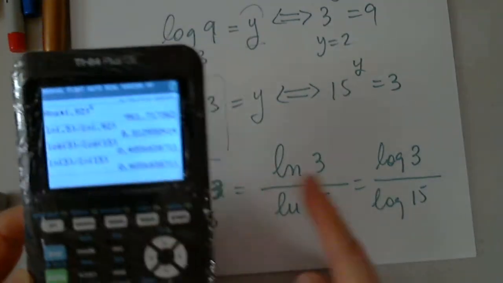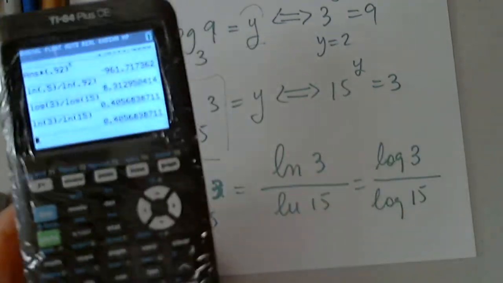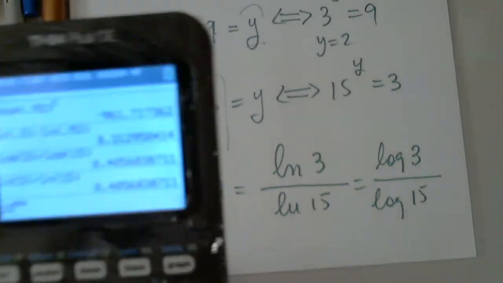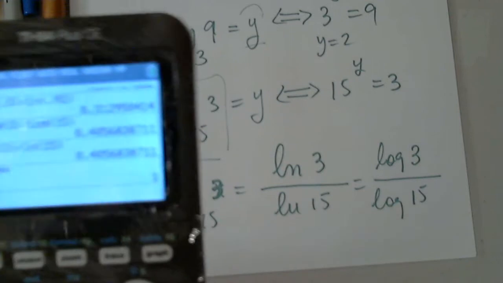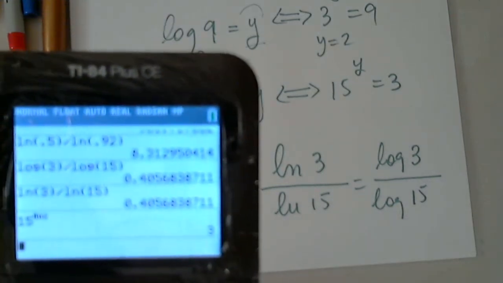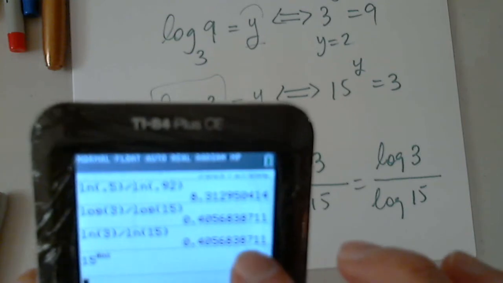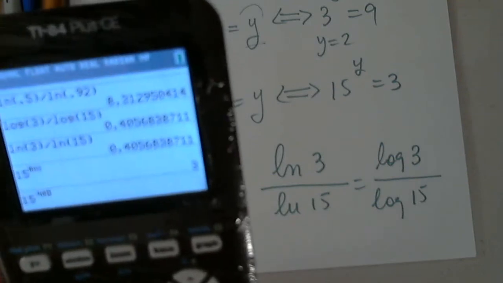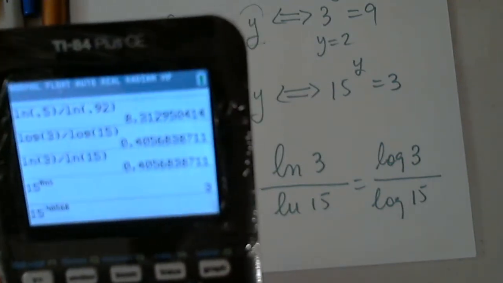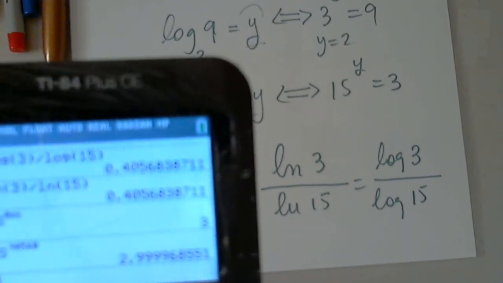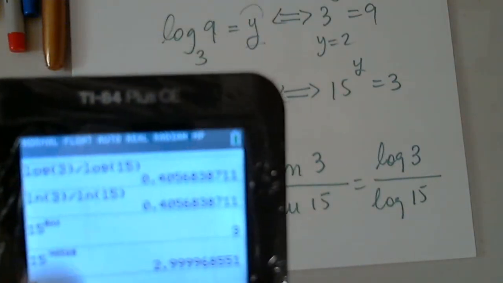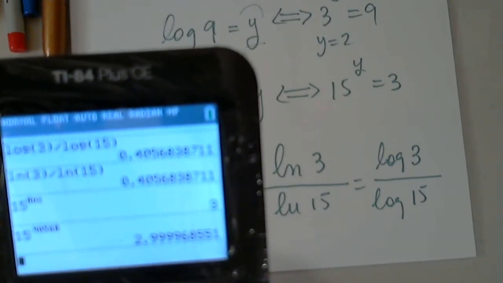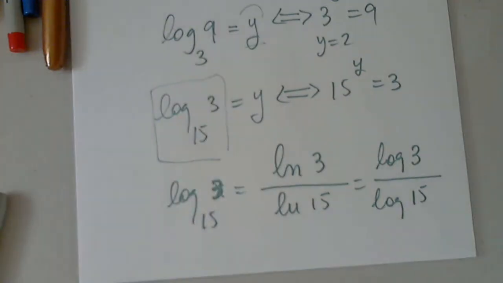And you can say, show me that this is true, no problem. I will raise 15 to the power of the previous answer. And I guarantee you the answer must be 3. Now, if you truncate the number, if you write 15 to the power 0.40568, you will not get exactly 3. You will be very close. So that's why I recalled the previous answer, so the calculator uses everything, no error. So this is the change of base.